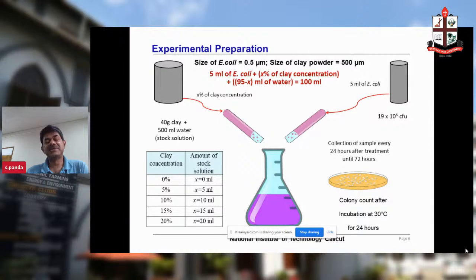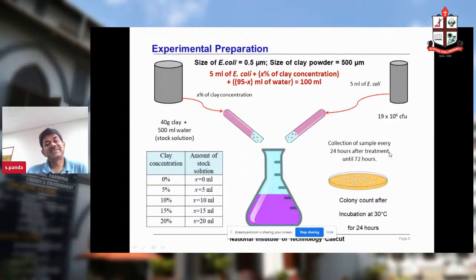Once you mix this chemical agent, from day one onwards, as you can see on the left-hand side, if the clay concentration is 0%, so nothing is mixed, then definitely your bacteria are very, very high. Then you go to 5% mixing, then 10%, 15%, 20%. Don't think that mixing more sanitizing product means it will kill all the bacteria. So what is the efficiency then? That is the idea.